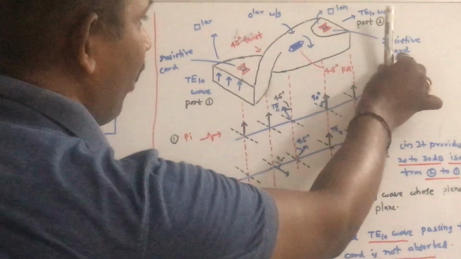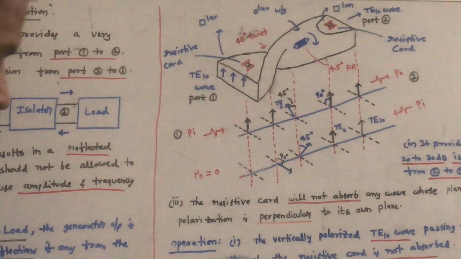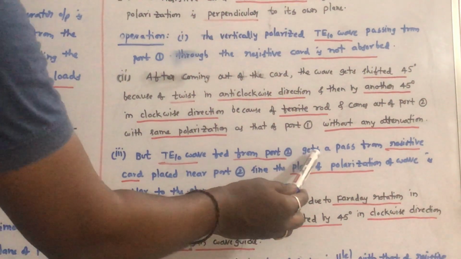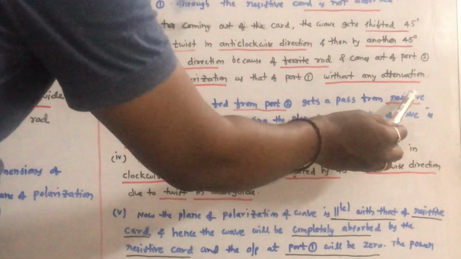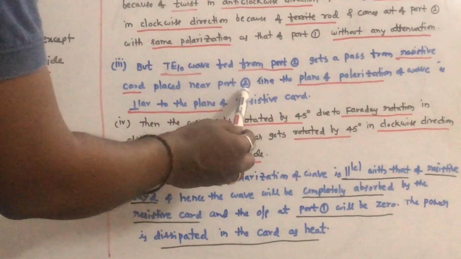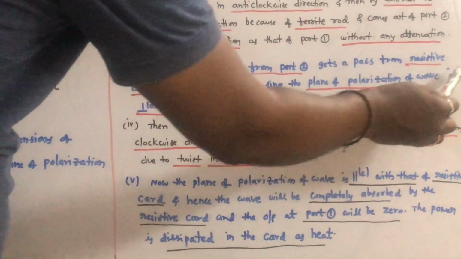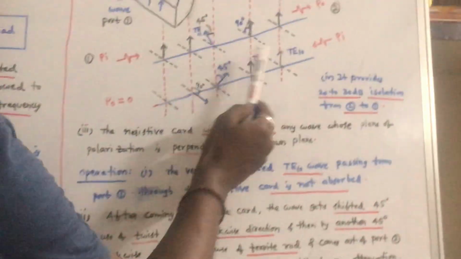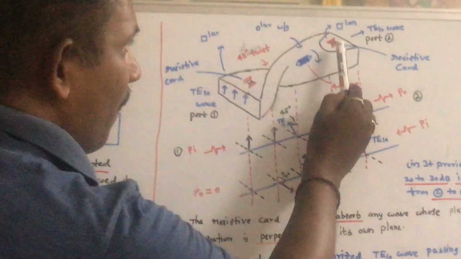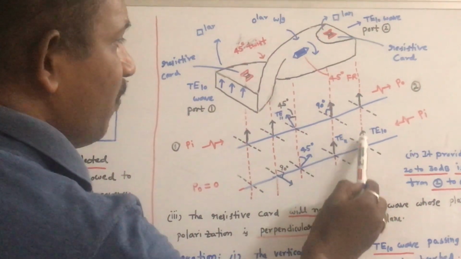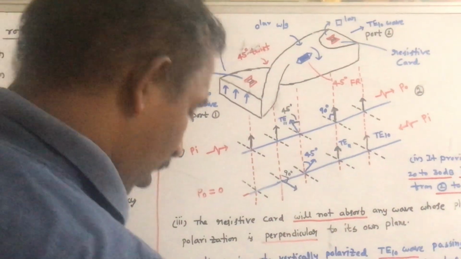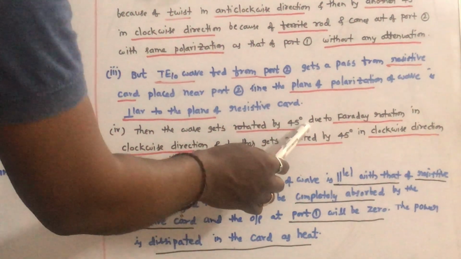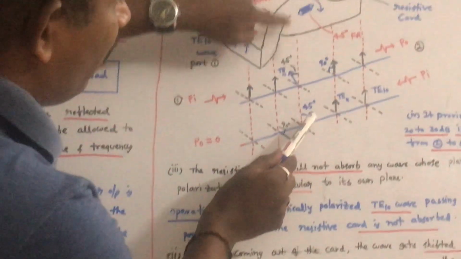Let us see what happens when the wave travels from port 2 to port 1. The TE10 wave fed from port 2 gets a pass from the resistive card placed near port 2, since the plane of polarization of the wave is perpendicular to the plane of the resistive card. In the same manner, when the wave is traveling from port 2 to port 1, initially the vertically polarized wave passes this resistive card because its plane of polarization is perpendicular to this resistive card. Next, the wave gets rotated by 45 degrees. We can see that this wave gets rotated 45 degrees.